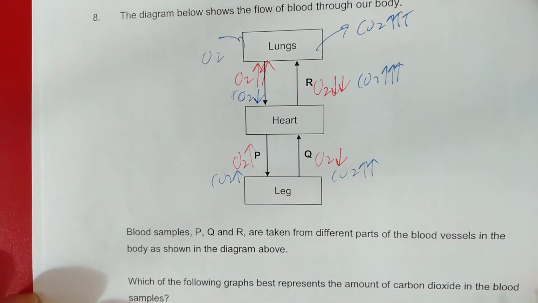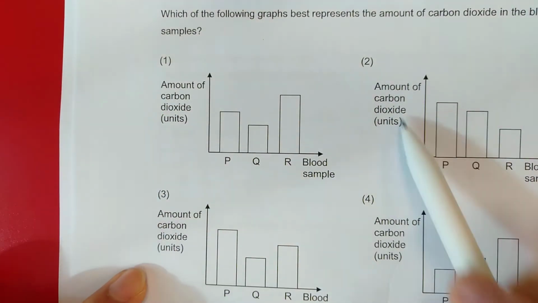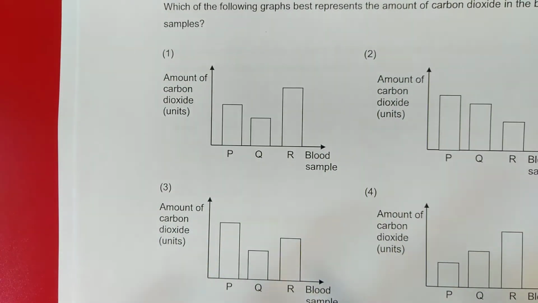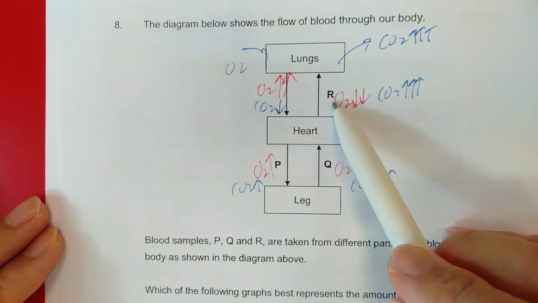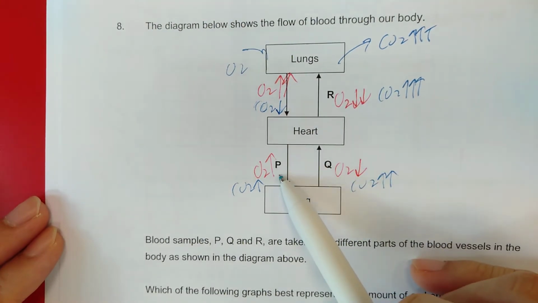Which of the following graphs best represents the amount of carbon dioxide in the blood samples? So we talk about carbon dioxide, because here we talk about carbon dioxide. So we ignore the oxygen part, we look at the carbon dioxide. So which part should have the highest amount of carbon dioxide? R should have the highest amount of carbon dioxide. P should be the lowest.